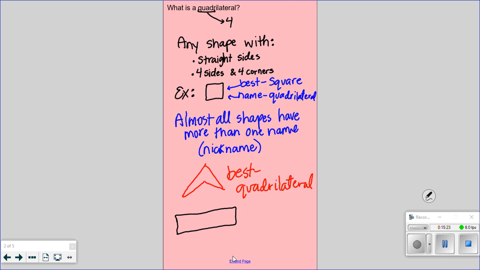Rectangle. Is rectangle the best name? Yeah, it's more specific. We know exactly what we're thinking about. So the best name is rectangle. But we could call it a quadrilateral, and that would not be incorrect. It just wouldn't be the best name for it.